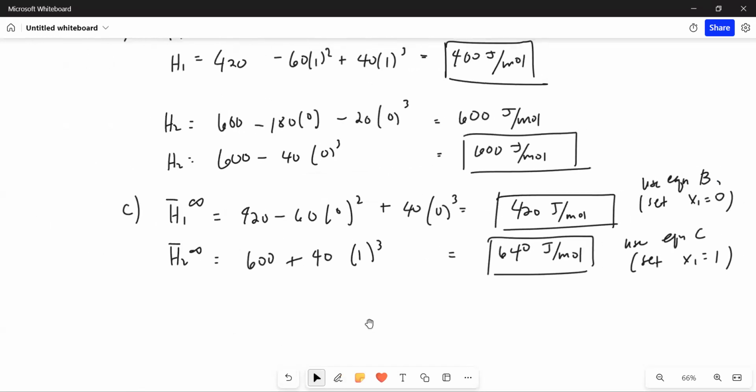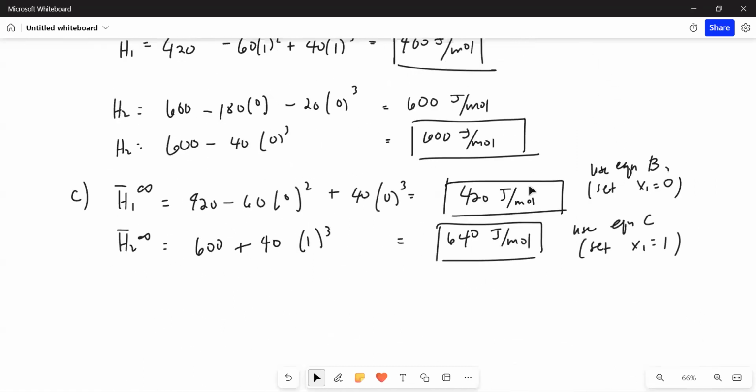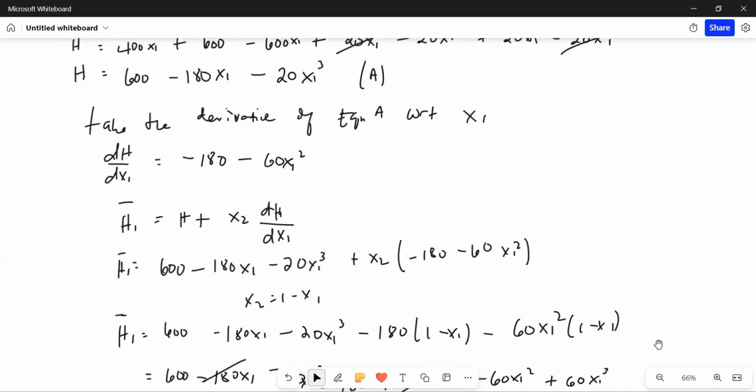When we're talking about infinite dilution for species 1, that means x sub 1 is 0. For the infinite dilution of species 2, that means x sub 1 is 1. Okay, so this ends the solution for example 2.